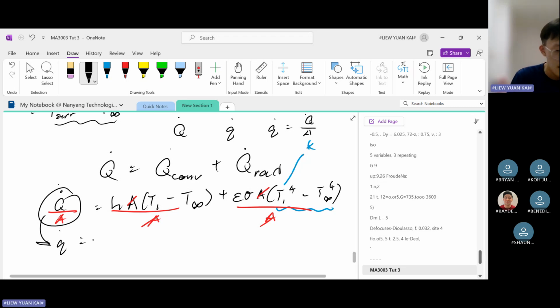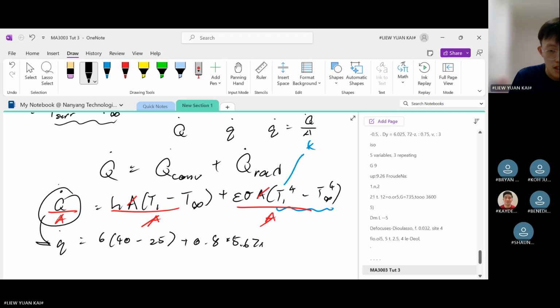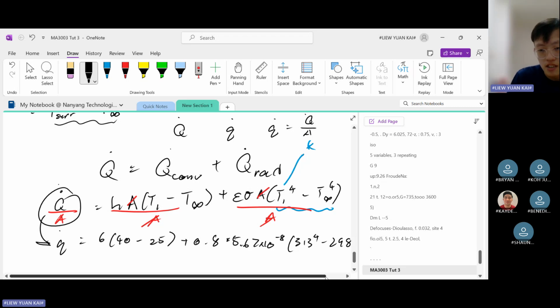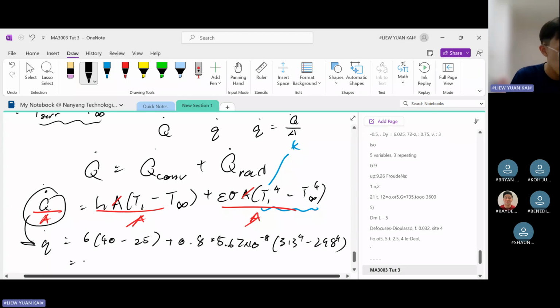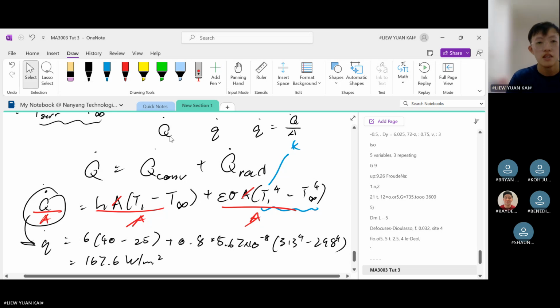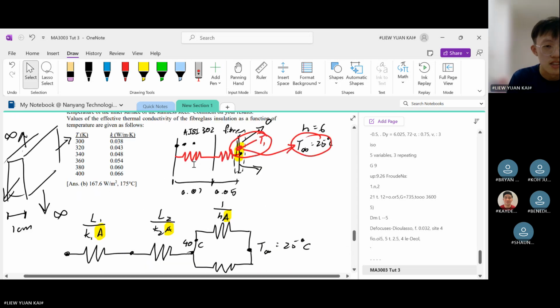Now let's plug in the values: 6 times (40 degrees Celsius minus 25 degrees Celsius) plus 0.8 times 5.67 times 10 to the power of -8, then I already converted into kelvins. This 313 comes from 40 degrees Celsius changed to Kelvin. This 298 came from 25 degrees Celsius changed to Kelvin. If you calculate this, you should get 167.6 watts per meter squared. So that's how you answer the second part.